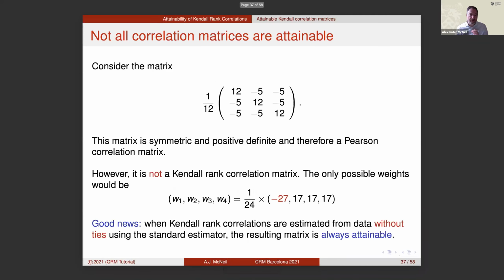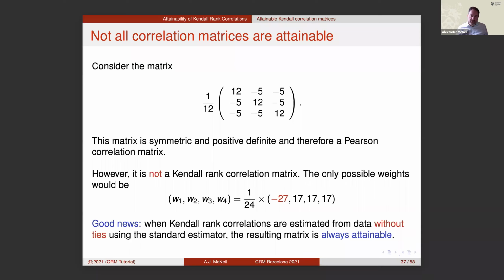It's not actually attainable. But this is a perfectly valid Pearson matrix. This is a symmetric matrix. It is positive definite. It has non-negative eigenvalues. It does satisfy the value constraints. And so it is a Pearson correlation matrix. I could make a distribution that has this linear correlation matrix. I could make a multivariate normal that had this linear correlation matrix. I could make a multivariate Student t that had this linear correlation matrix. But it's not a valid Kendall matrix.